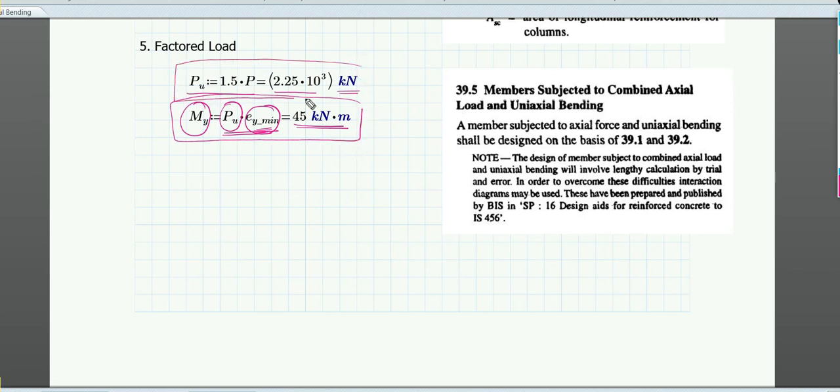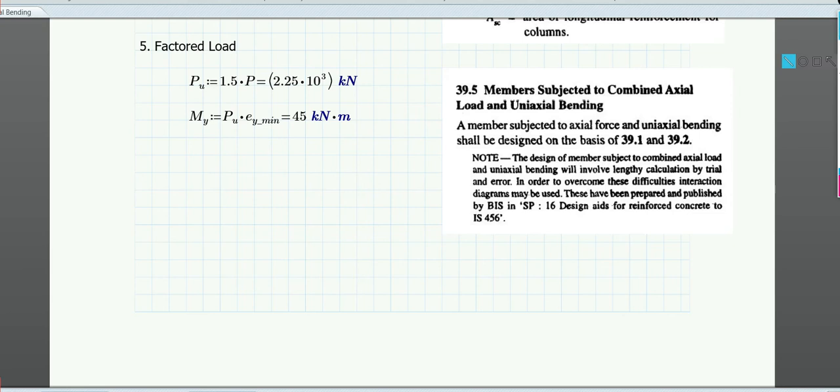Now we have one axial load value, one moment value. Both values should be taken into account for design. Now, how to design it? So the designing, if you see clause number 39.5, members subjected to combined axial load and uniaxial bending. This is the case where combined axial load and uniaxial bending both are present. So a member subjected to axial force and uniaxial bending shall be designed on the basis of 39.1 and 39.2.